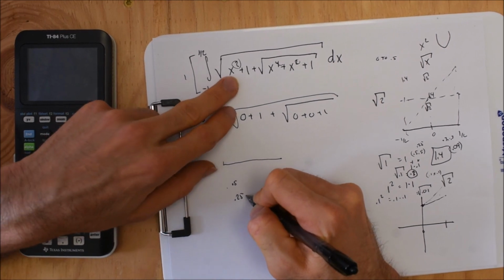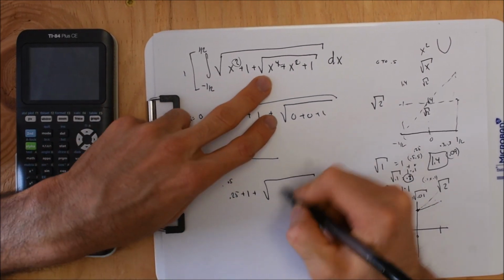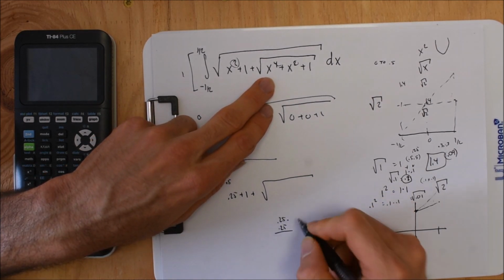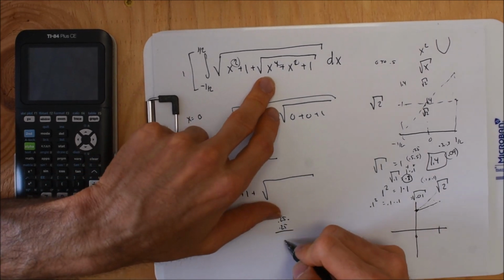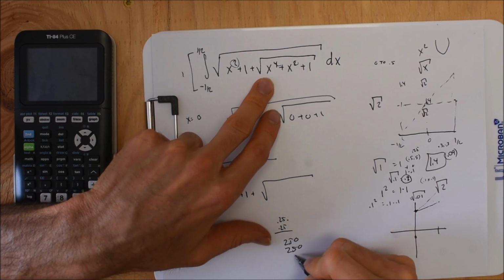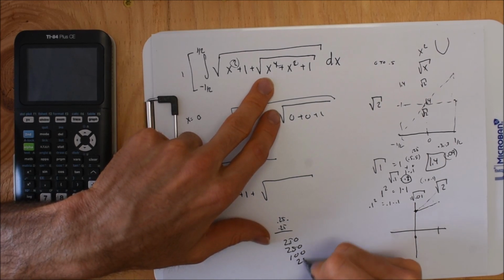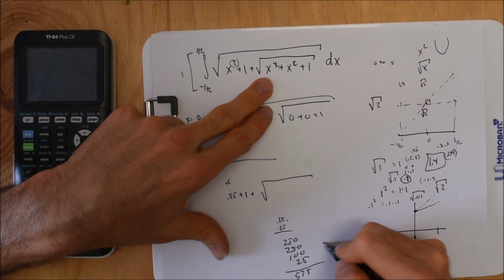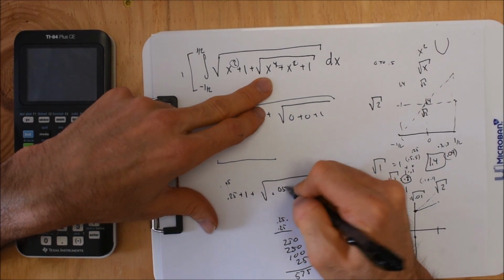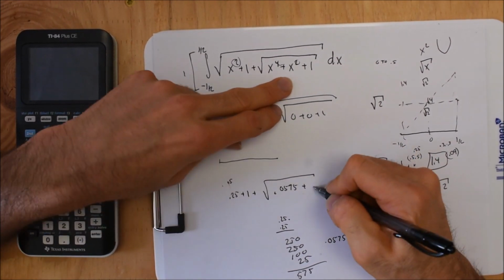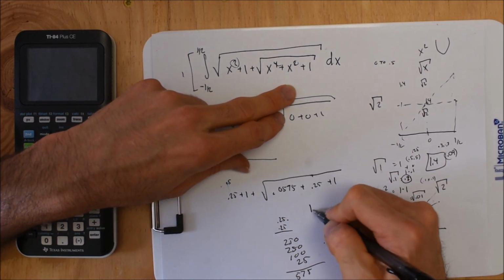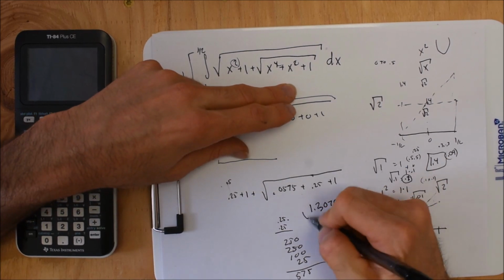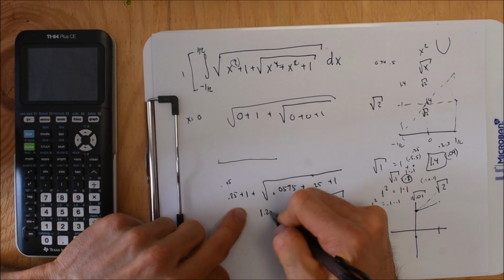That's 0.25. 0.25 plus 1 plus the square root. So we got 0.25 times 0.25. Well, that's 25 times 25, which is 250 plus 250 plus 100 plus 25. So we got 575 and then 4, so 0.0575. 0.0575 plus 0.25 plus 1, so we got 1.3075. But then we're taking the square root of that, and then we got 1.125.